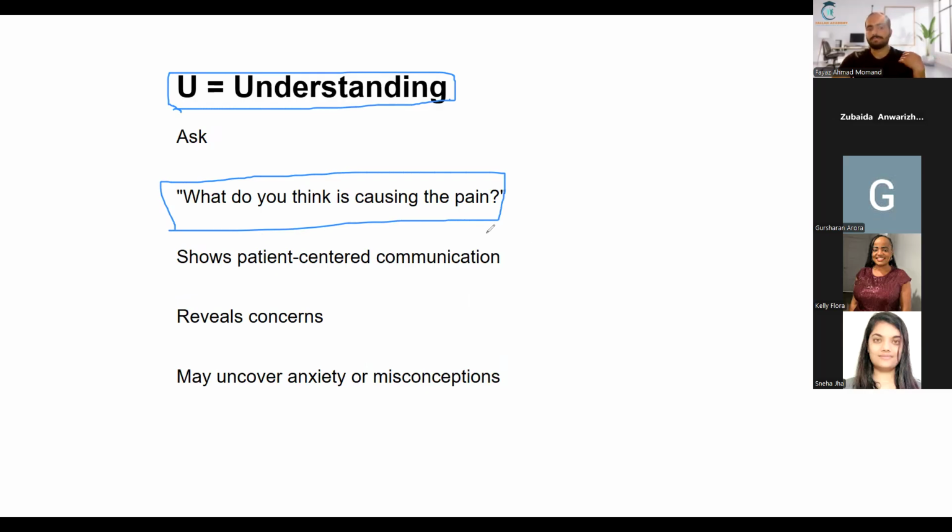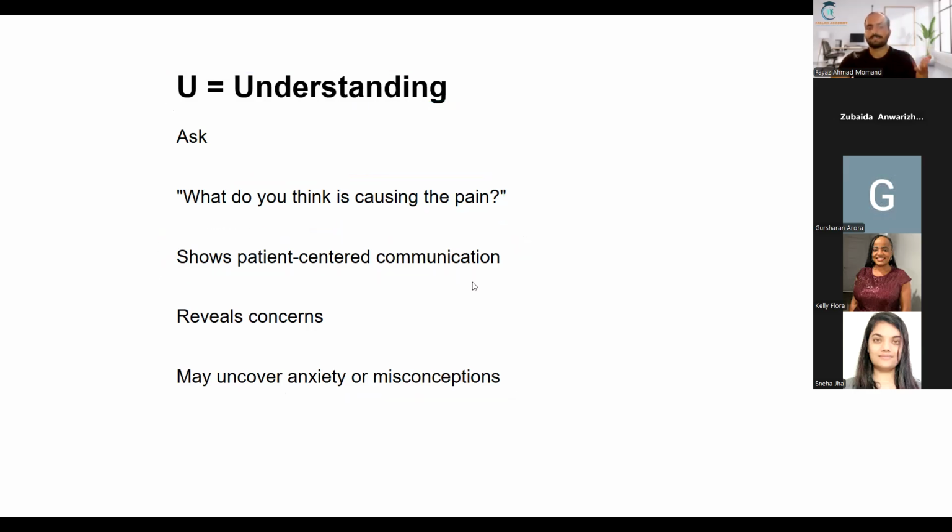It reveals what the patient is concerned about. It may uncover patients' hidden anxieties or misconceptions about their pain or their condition. And it shows that you care about the patient. You are asking them about their opinion or what they think is going on. So what do you think is causing the pain?